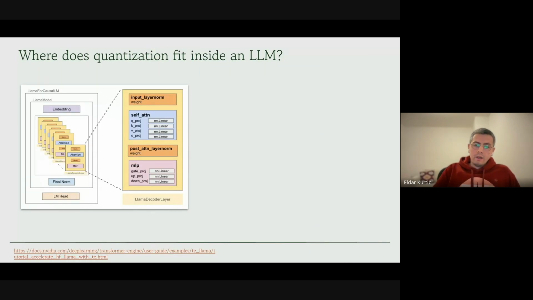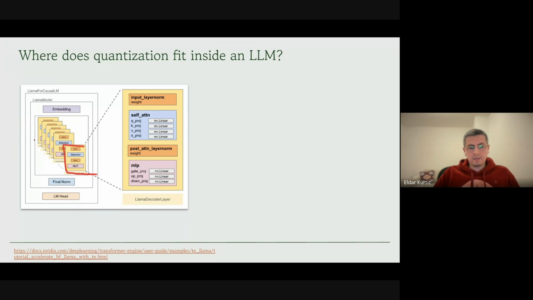So where does quantization fit inside an LLM? Here we have a block representation of the standard Llama for causal LM class from the Hugging Face transformers. We see that it's the standard structure that we got used to: we have the embeddings at the input side, then we have n identical transformer blocks, and then we have some norm layer and the final LM head.